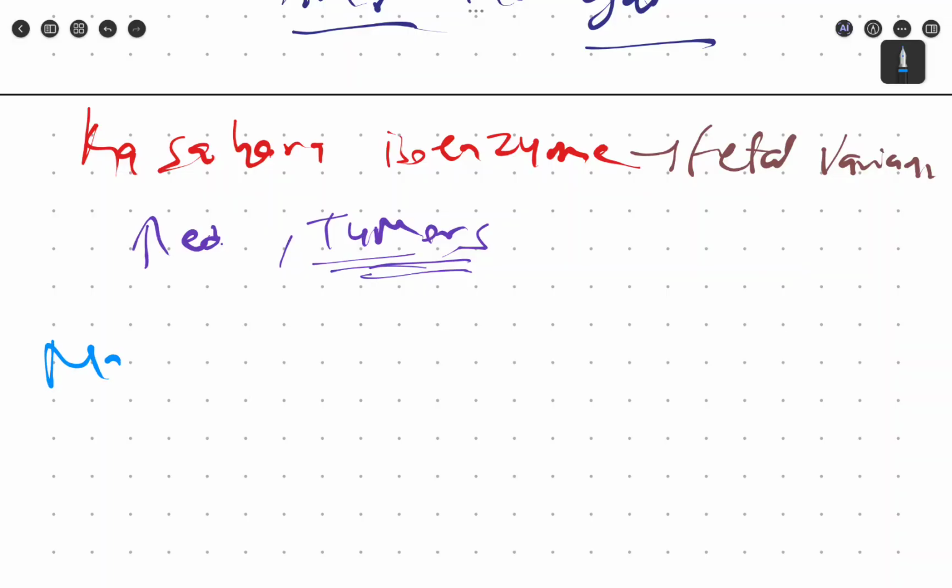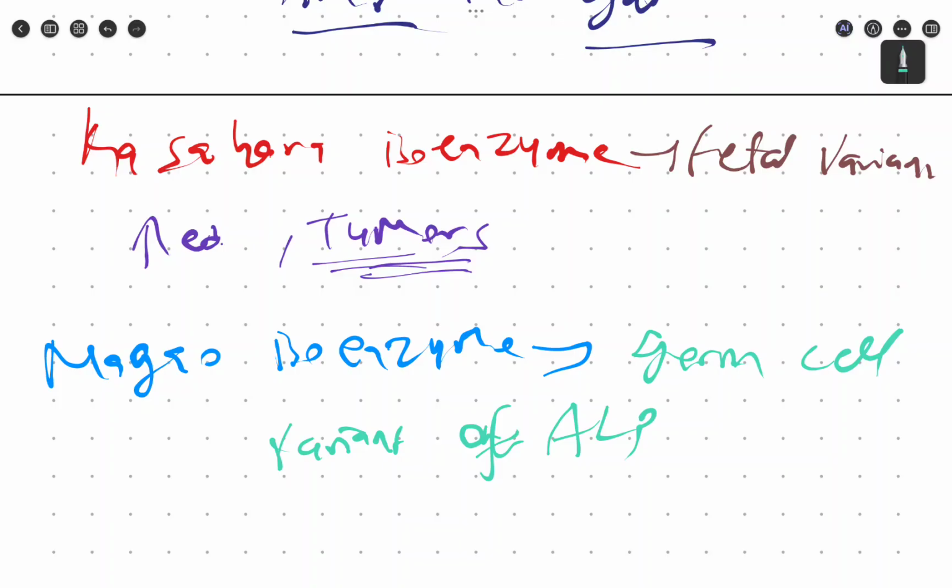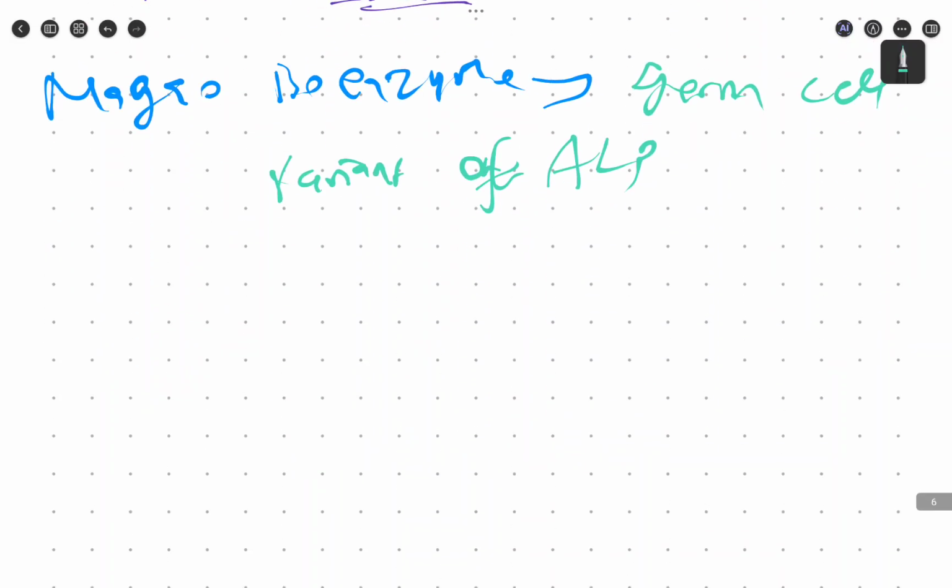Now there is the Nagao isoenzyme, all right, and this is the germ cell variant of ALP, all right. So this is all from my side. I hope I could make the isoenzymes clear. And how do we use it clinically?